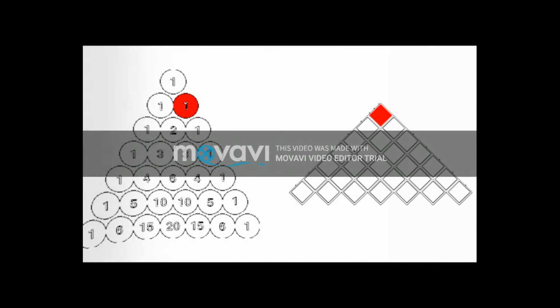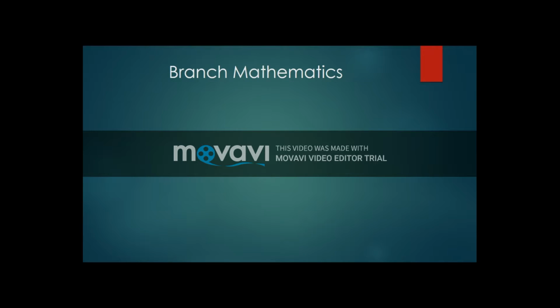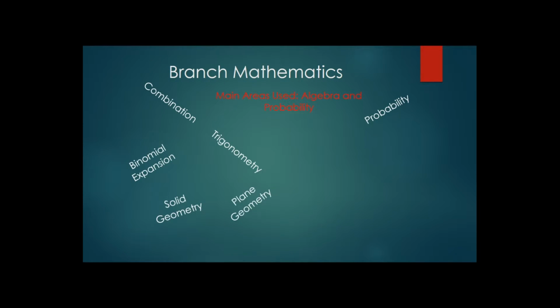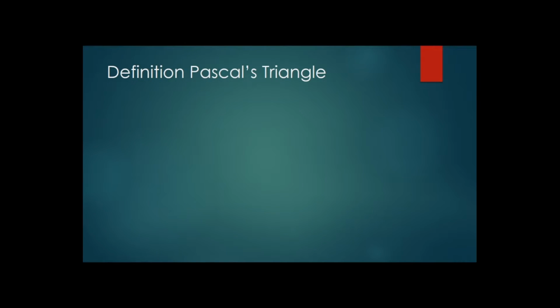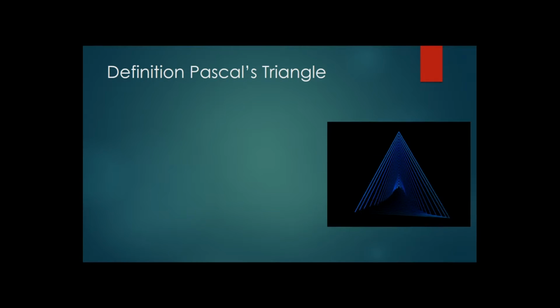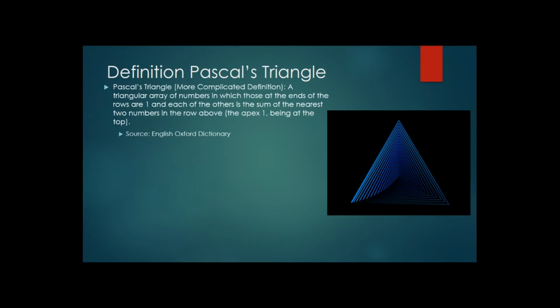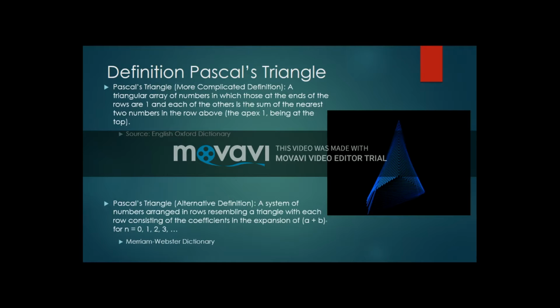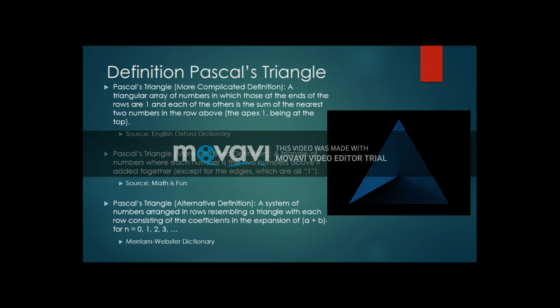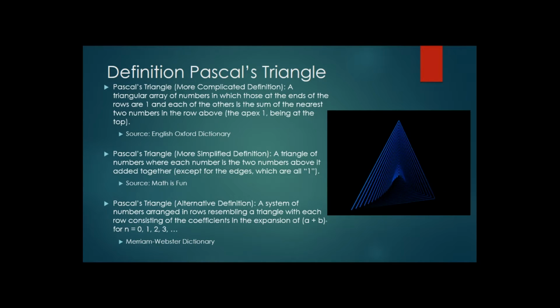These Pascal's triangle patterns can be used for many different branches of mathematics, including probability, trigonometry, calculus, solid and plane geometry, and binomial expansion. We have looked at the different patterns found in the Pascal's triangle, but the actual defining characteristic or defining definition in its most simplified form would be a triangle of numbers where each number is the two numbers above it added together, except for the edges, which are all 1.